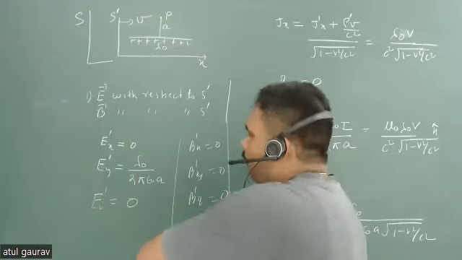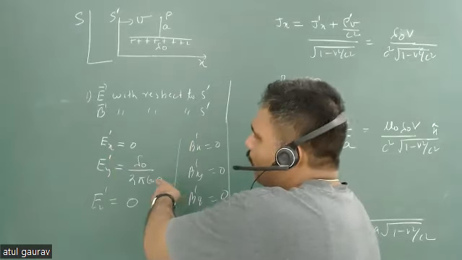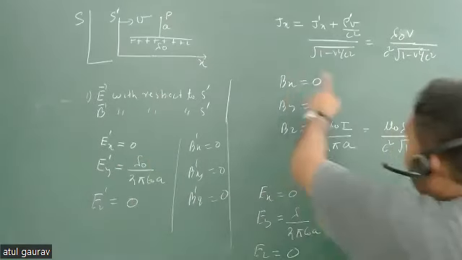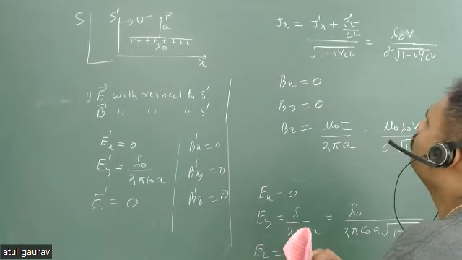This is fundamental. We know this solution. If this is my electric field and this is my magnetic field, will the transformation of electric field and magnetic field give the same answer or a different answer? We have to just try to figure it out.